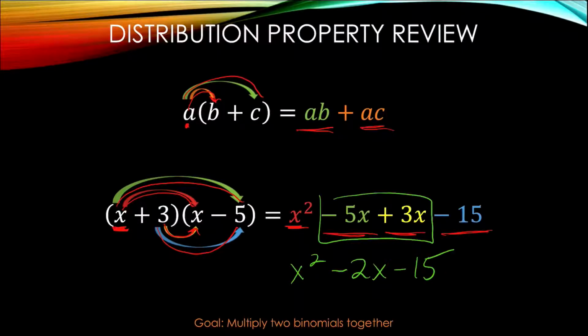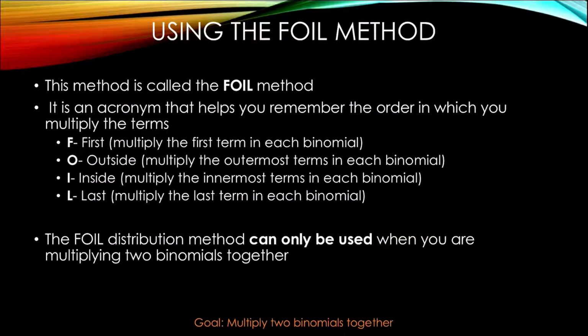All right. So this is something called the FOIL method. It's called FOIL because FOIL is an acronym. It helps us remember the order in which we're going to distribute, but it only works when I'm multiplying two binomials together.